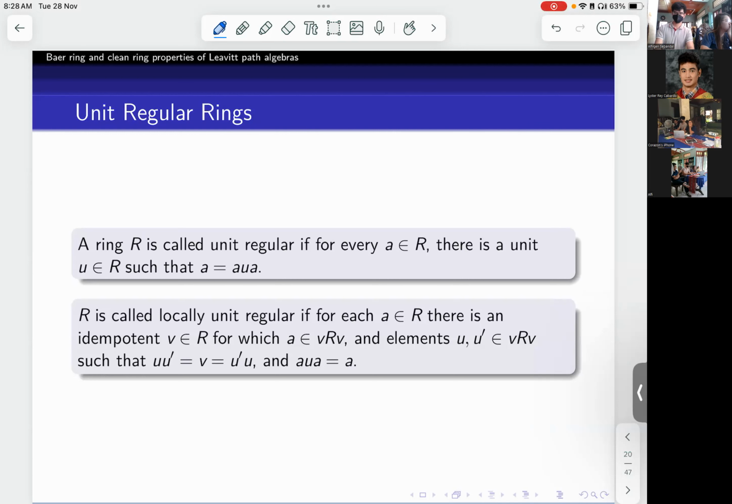And we will have a notion called locally unit regular. So for locally unit regular, instead of having a unit, you will have local units. We talked of this, I think Alfie talked about it before my lecture, local idempotents and local units. So nevertheless, the local units, they are basically the idempotents, and the conditions are like this. So R is locally unit regular if for each A in R there exists an idempotent. So there is no unit, instead there is an idempotent V such that A is in VRV.